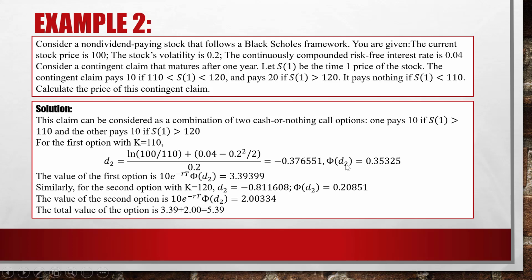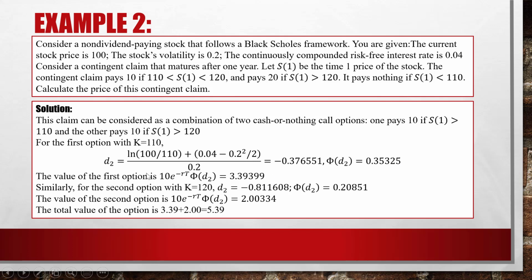So from here we got phi of D2 is 0.35325 using either the standard normal distribution table or just use the technology calculator. The value of the first option, remember this is a cash-or-nothing call option, so first of all the 10 is the factor, right? 10 times the price of 1 unit of the cash-or-nothing option. So we got 10 times e to the minus RT, phi of D2. R is 0.04, T is 1, phi of D2 is 0.35325. We got 3.393599. This is the value of the first option.